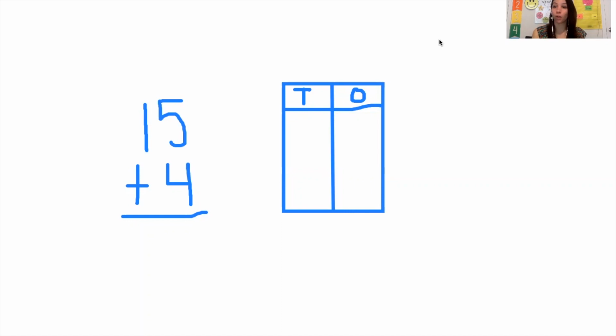15 plus 4. Go ahead and pause the video, solve this problem, and then hit play. What answer did you get? Let's find out if it was right. So we always start adding on the ones side. We always start with the ones. This is the 1 side. This is the 10 side. 5 plus 4. 5, 6, 7, 8, 9. That equals 9.